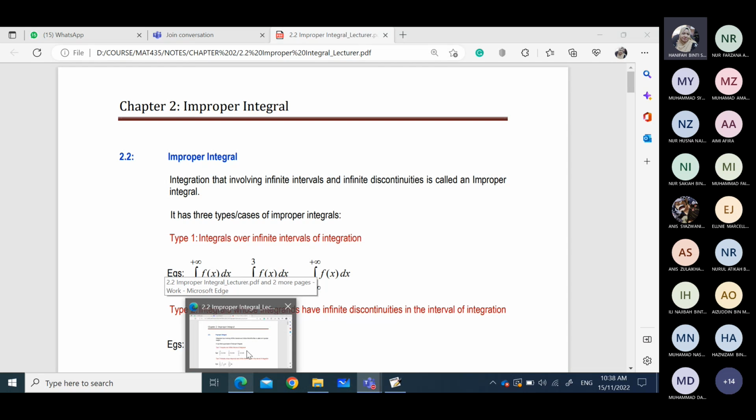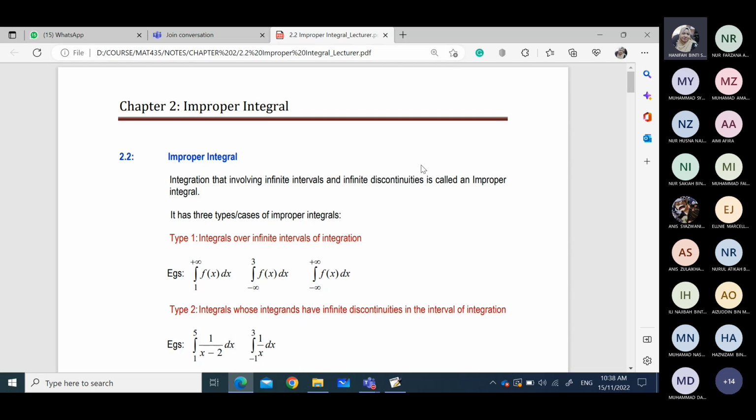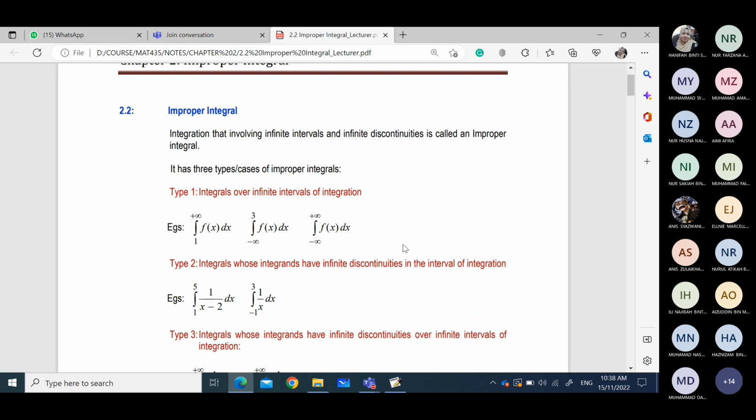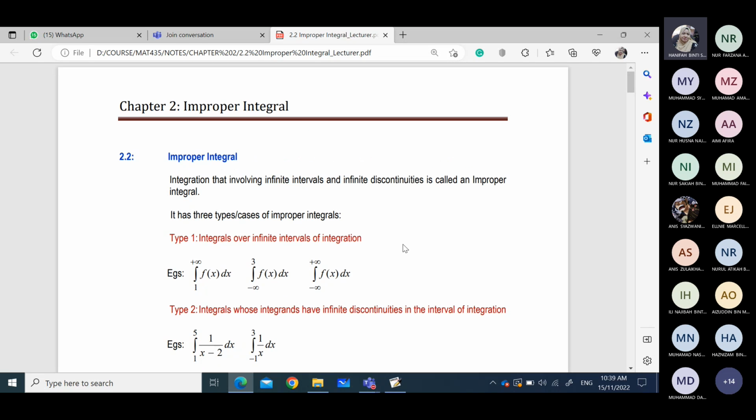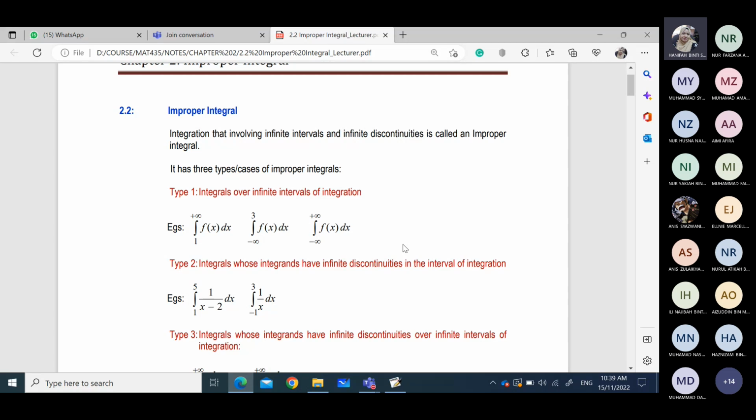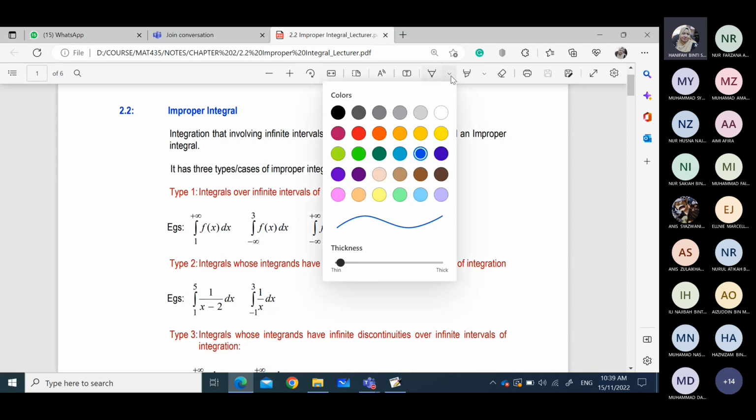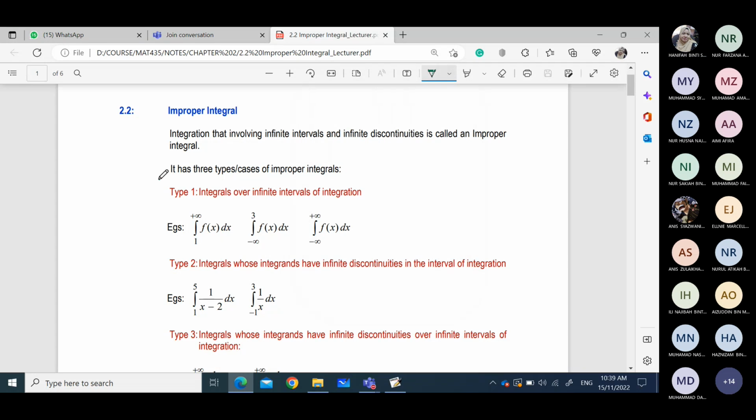Okay, so today we discuss improper integral. Improper integral is an integration which involves infinity, or involves a discontinuous limit. Alright, look at this note. Improper integral is any integration that involves an infinite interval or infinite discontinuities. So it is called an improper integral.